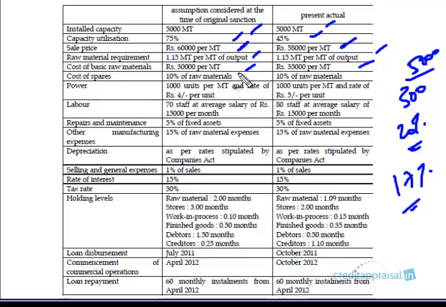Then we can see the cost of space was 10%. This is the same. The rest are all the same. You can see here the power rate was assumed at 4 rupees per unit, whereas the actual was 5 rupees. At that time itself, it should have been 5 or 6, because for industrial consumers you don't have 4.